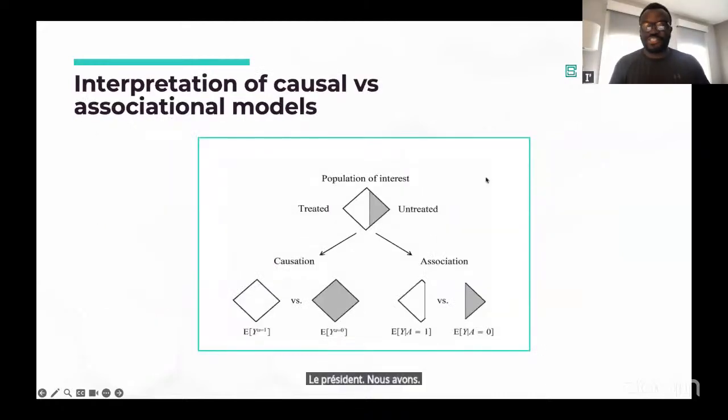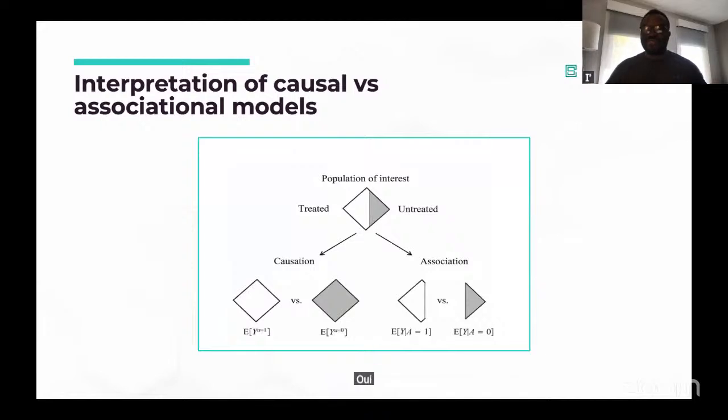We also want to make sure that we don't endow our interpretations with causal might or causal ability. When we use observational data, results should be interpreted in the context of associations, not in the context of causality, right?